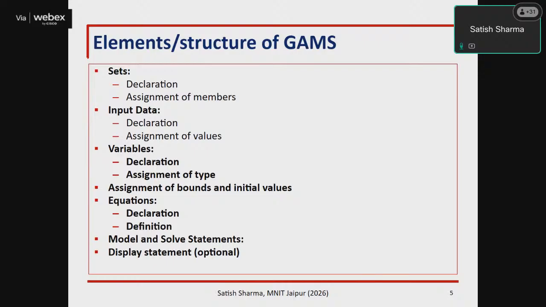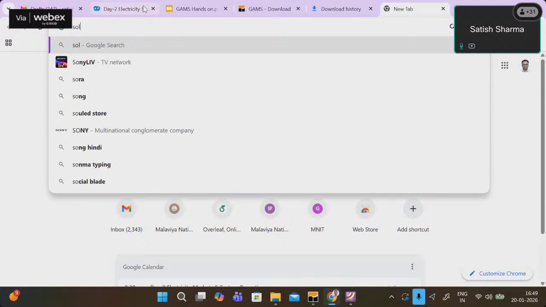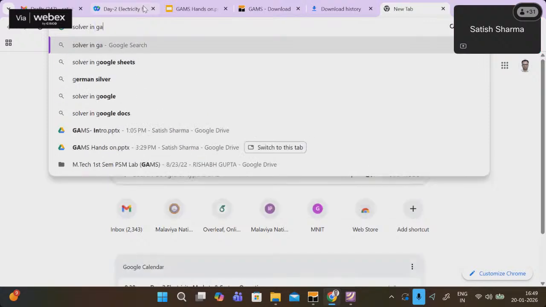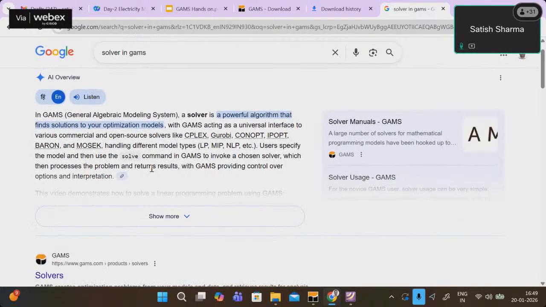So Shilpa, there are many solvers available. In the demo version I'm not able to show you, but if you simply google solvers available with GAMS, there are many solvers like CPLEX, Gurobi, CONOPT, IPOPT, BARON, MOSEK. These are a few which are listed here. There are a lot more than these solvers, but the issue is you have to pay for it. There is no crack version for it, so that is the issue.